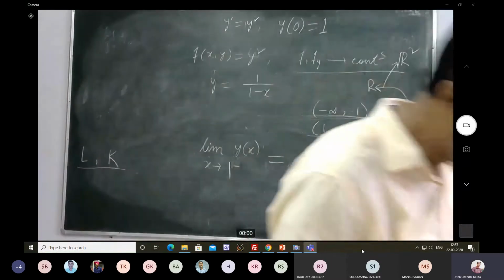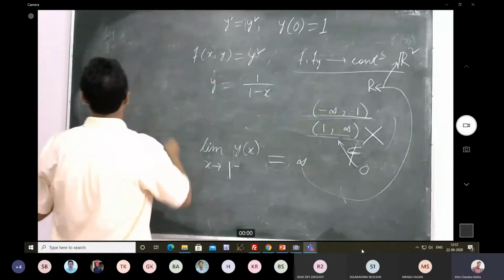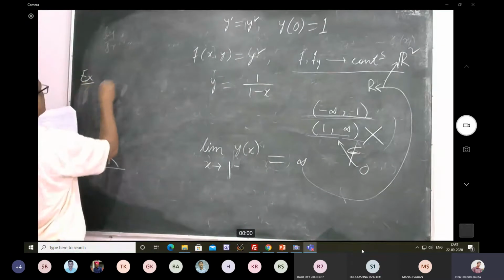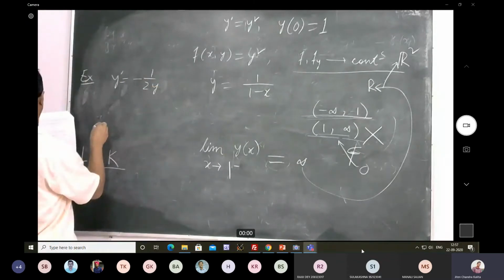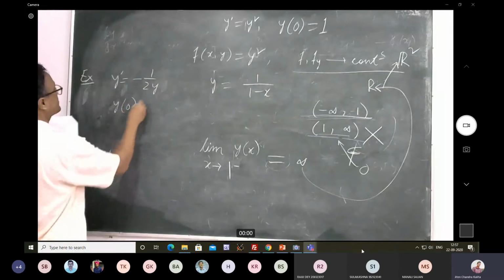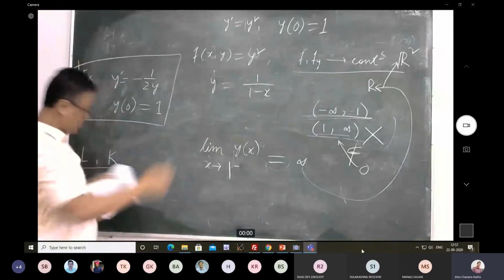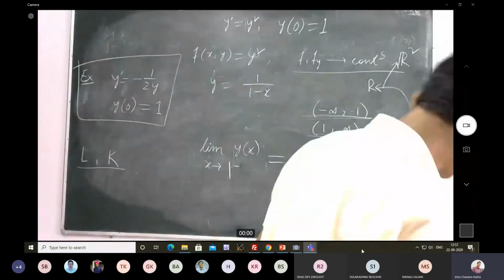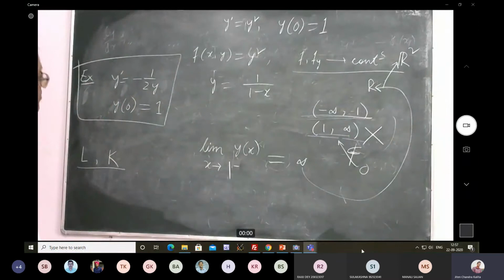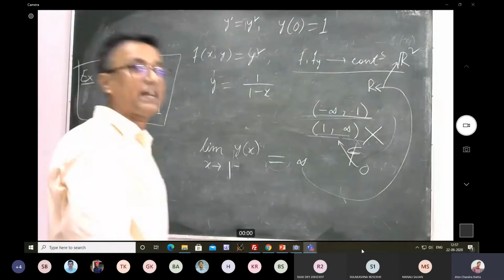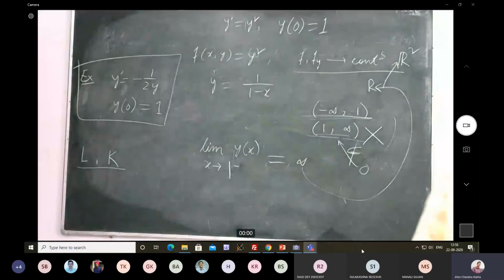Fine. I'll give you another example. You just try that at home. Consider this one, with y0 equal to 1. You consider this one and do the same. Prove that either the limit as x tends to beta minus or the limit as x tends to alpha plus of the solution, whatever limit you get, is going to lie on the boundary of that open rectangle. Is it okay? Fine. So with this, I am going to wind up this topic of continuation of solutions.